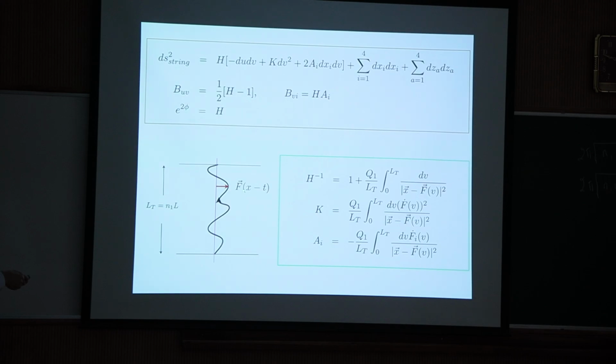If I put that this x minus t is called v, you guys know this u equals t plus x is often called u and t minus x is called v. That's just notation. So I put that function f of v here. I compute this integral, and that gives me this function h inverse at some point x, this function k at some point x, these functions ai at some point x. I put them in this metric. H, k and ai appear in this metric.